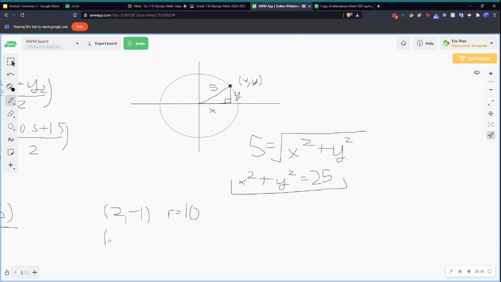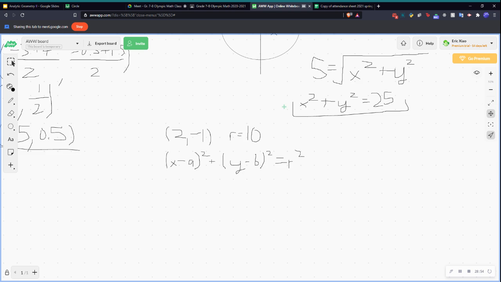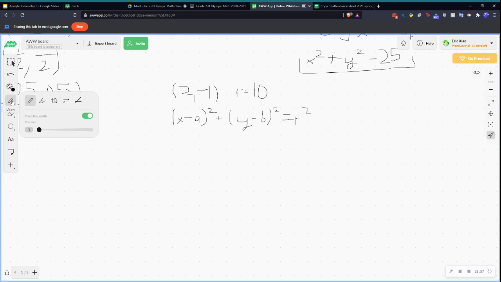I'll write down the equation of a circle again, just to get you guys familiar with it. So this is (x - a)² + (y - b)² = r². Let's go down a little bit. So a is equal to 2, b is equal to -1, and for r, you just substitute here.